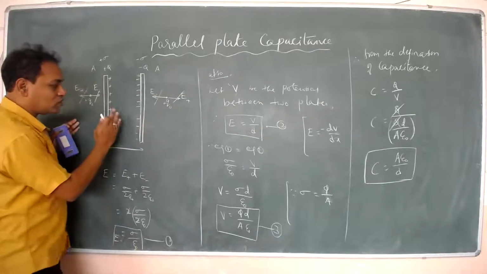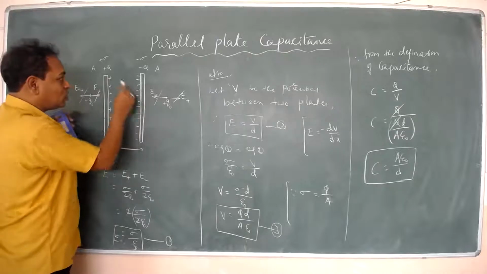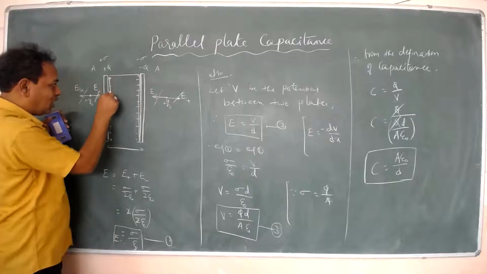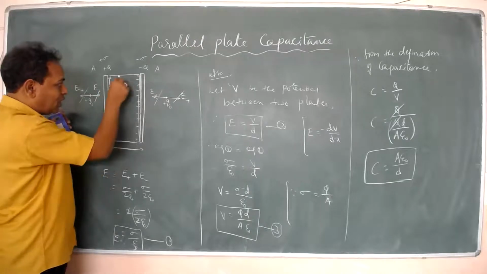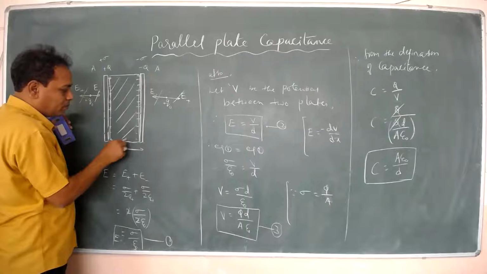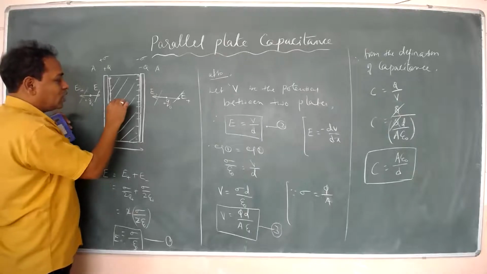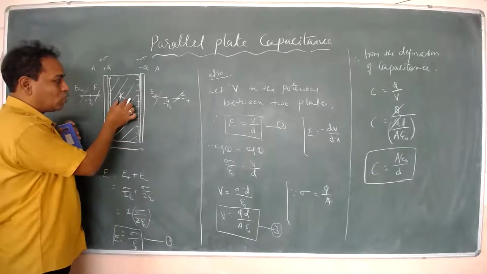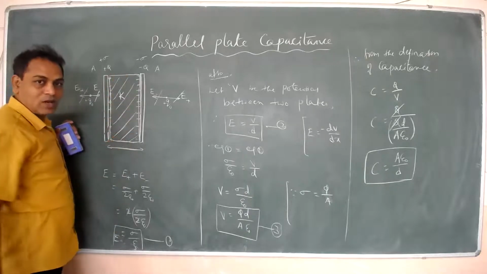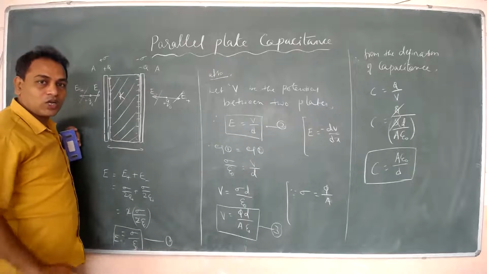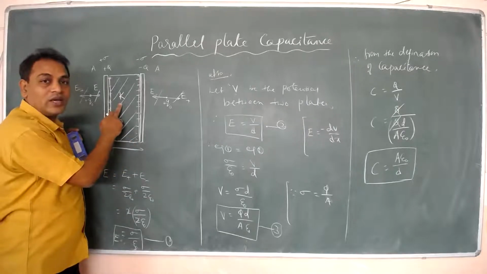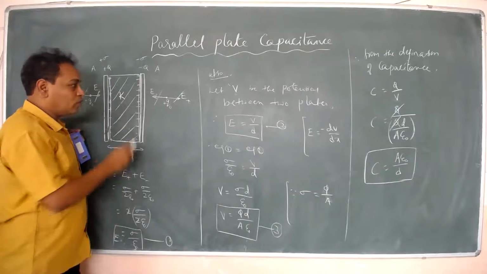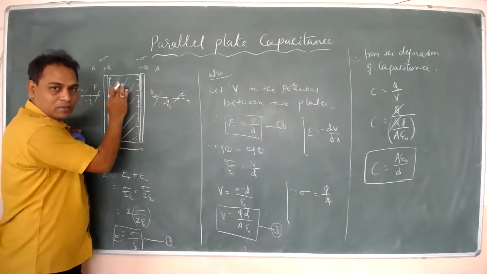Suppose instead of vacuum or air, a medium is placed, a dielectric slab, and say its dielectric constant is K. K is the dielectric constant of a given medium. For example, for water the K value is 80, and for air it is 1. That depends upon which medium you are placing there.